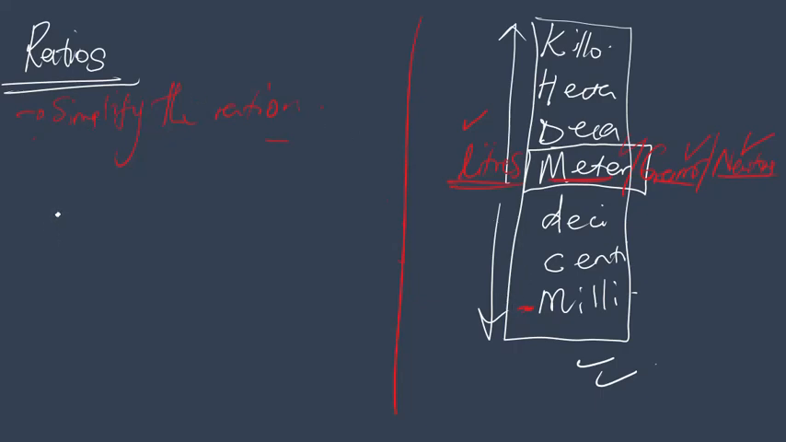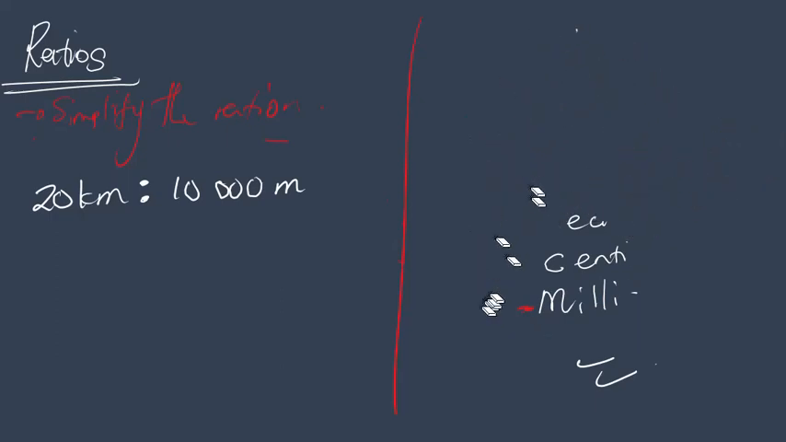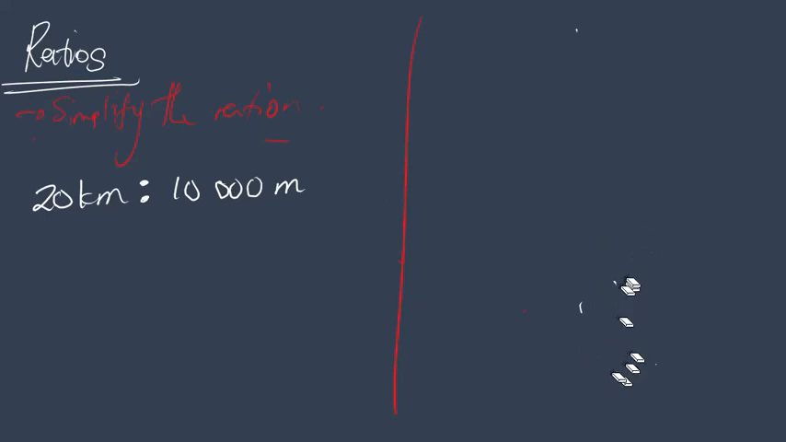Let's say you have a question that says, simplify the ratio of 20 kilometers to 10,000 meters. Do you see that? Now, this is where this method comes into play, but I'll have to remove it for me to have some space for calculations here. Let me remove all that and save some time.